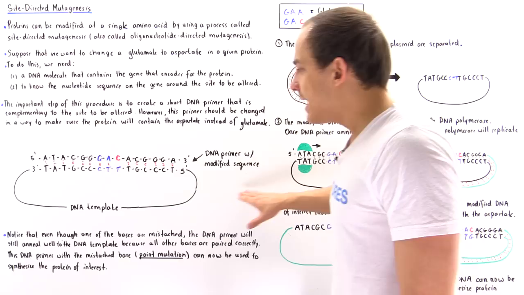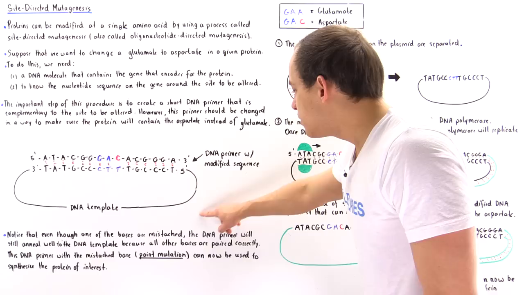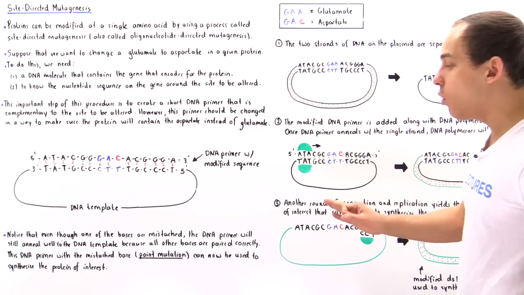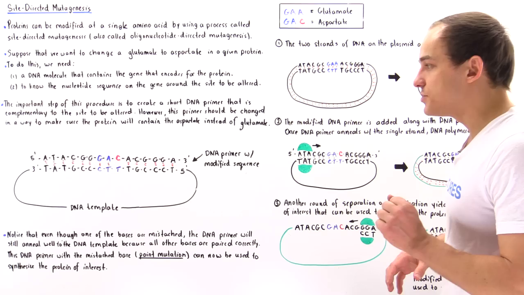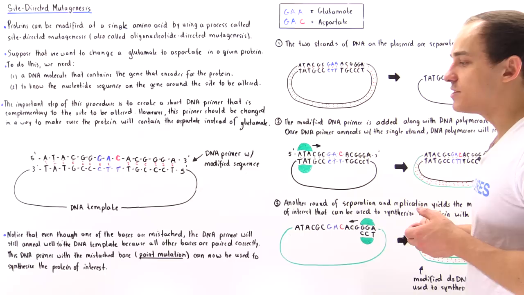And notice that even though one of the bases is mismatched, the DNA primer will still anneal to that DNA molecule because all the other bases are paired up correctly, assuming we also use the correct temperature conditions. Now, this DNA primer with that mismatched base, also known as a point mutation, can now be used to synthesize the protein of interest, as we'll see in just a moment.